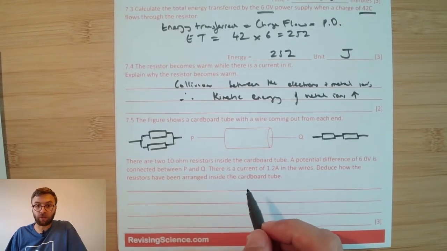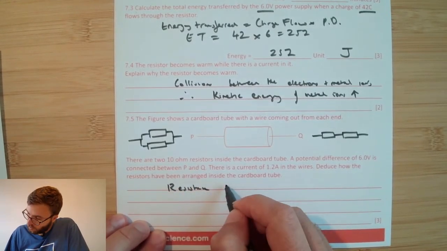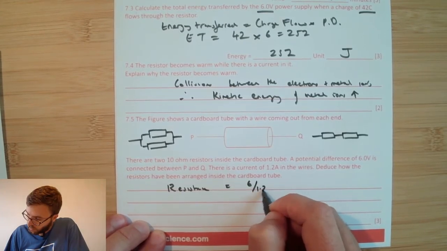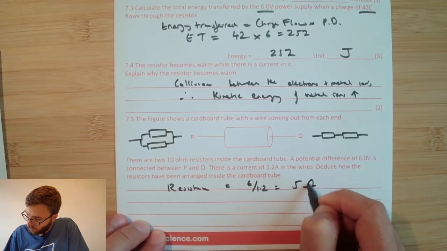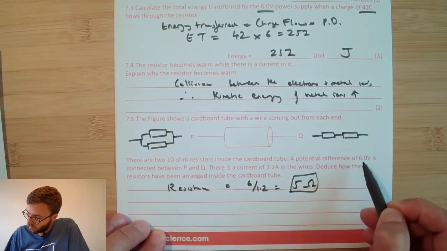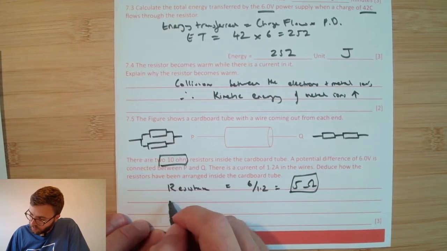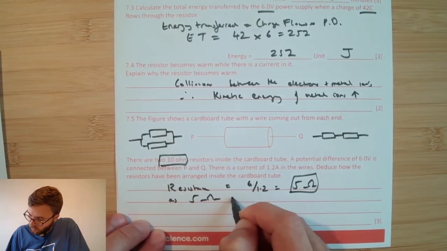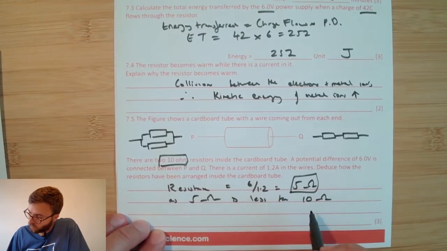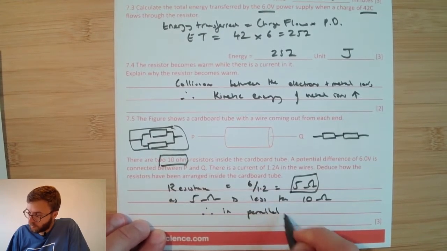If we work out the actual resistance inside, the resistance between P and Q will equal the potential difference, which is 6, divided by the current, which is 1.2, giving us 5 ohms. Now we can see from this that if the resistance is 5 ohms, this is less than either resistor's 10 ohms. So as 5 ohms is less than 10 ohms, we therefore know that they must be connected in parallel.